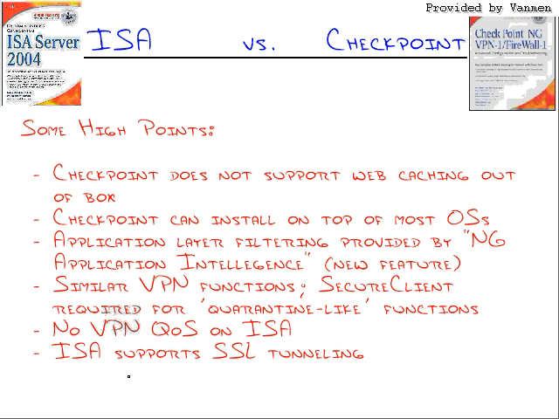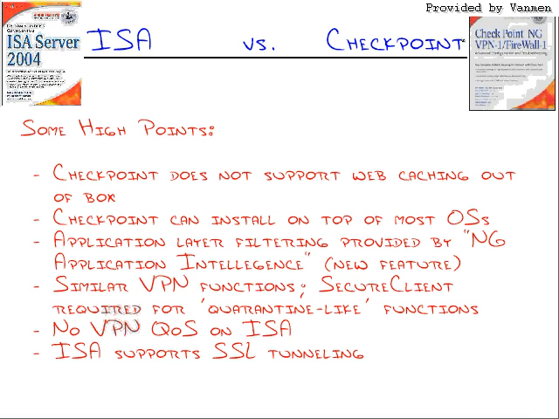They have similar VPN functionality. Secure Client is an extra client purchase for every single client and the added expense, and that's what adds the quarantine-like functions and personal firewall capabilities, whereas ISOServer has that included. There's no VPN quality of service on ISOServer, and Checkpoint does allow that.